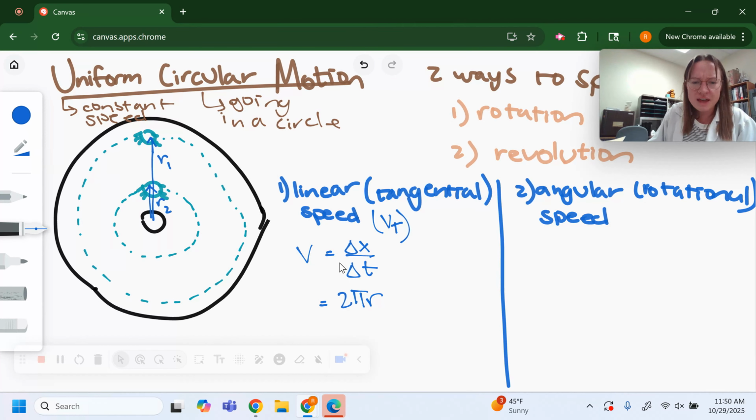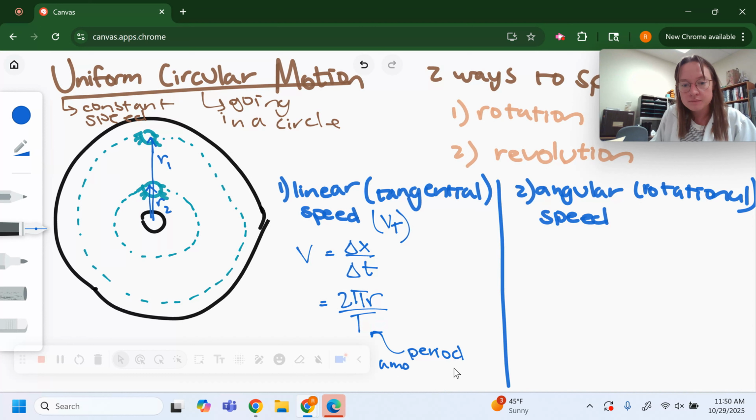So each of them are going a certain distance, and the distance that they go is the circumference of the circle, and they accomplish that distance in a certain amount of time. We're going to define a new variable here, capital T. Capital T represents the period of the motion, and the period of the motion is essentially how long it takes to go in one circle. It's the amount of time for one circle.